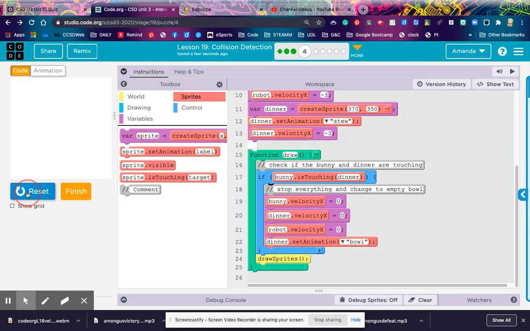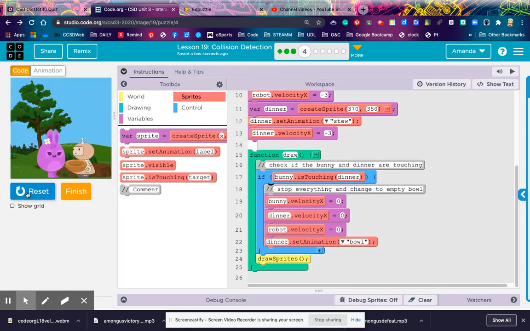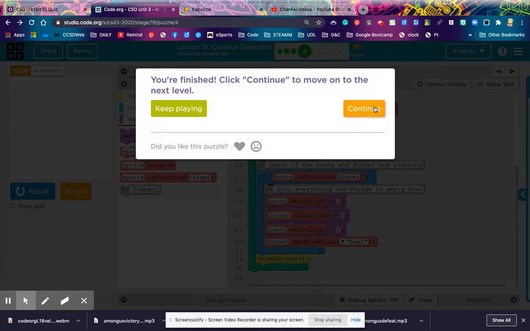Let's see if it works. Beautiful. Man, that is so much better and nicer looking. Thank you for that is touching block. Let's see what happens at the next level.